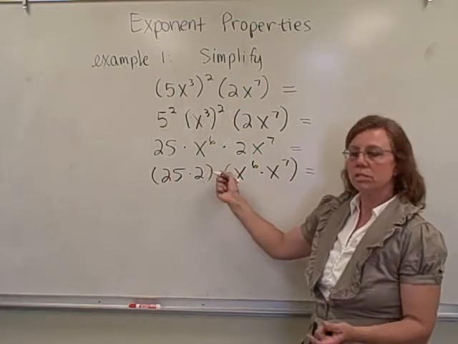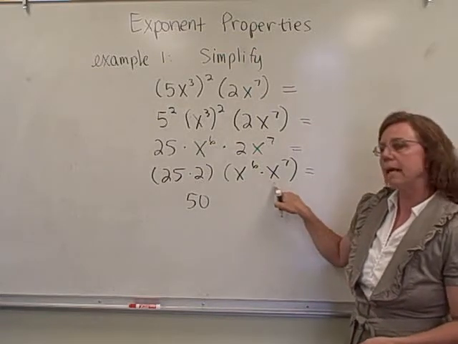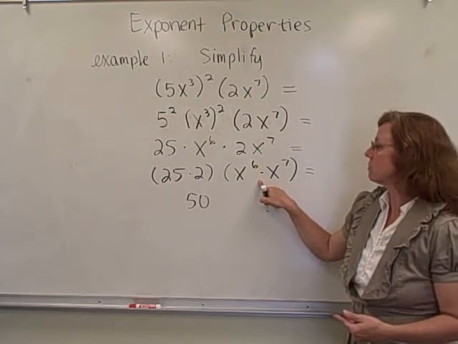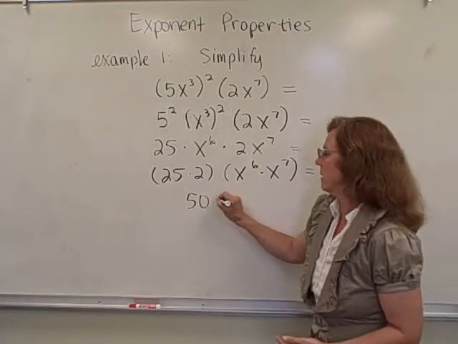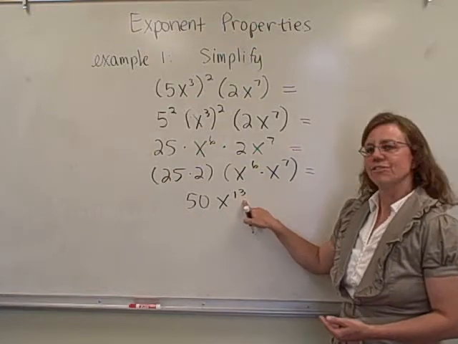So plain old numbers just get multiplied, and exponential expressions with the same base of x, since we're multiplying, it's the product rule, we're going to add those exponents. So our final result is going to be 50x to the 13th.